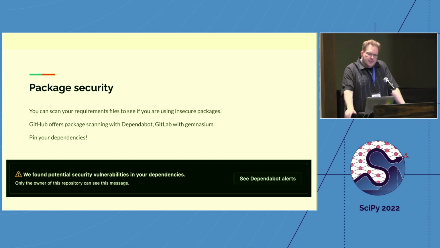Package security. You probably have seen this Dependabot alert if you're on GitHub. It'll say, hey, you need to update this package. And GitHub will often even give you a nice pull request to just, please update this. Okay, merge pull request.